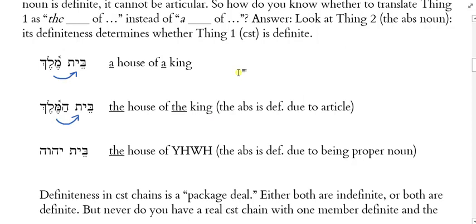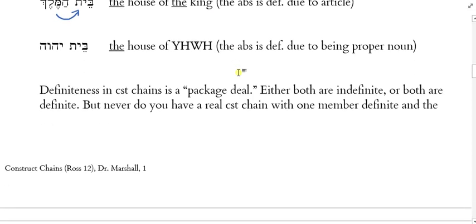Now, look at the third example here. I have Beit Adonai. This is a construct chain as well. Is thing two definite? It is. Is it articular? No. Normally, making something articular makes it definite. Sus is a horse. HaSus, the horse. The article makes it definite. Why is Yahweh definite?